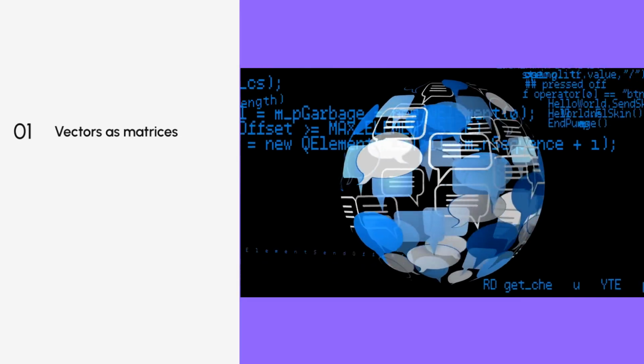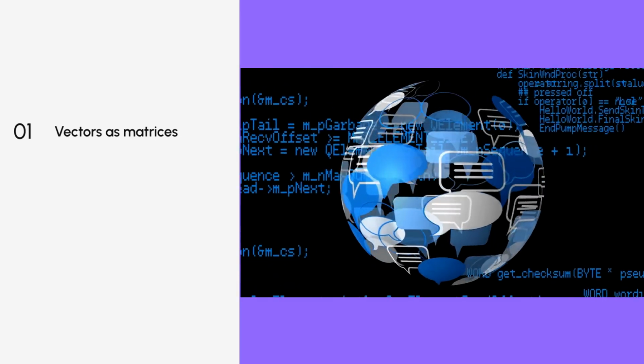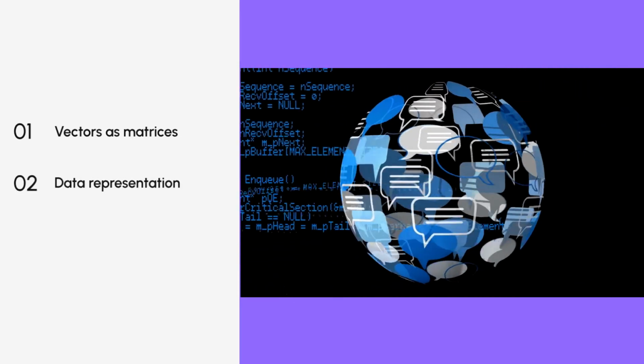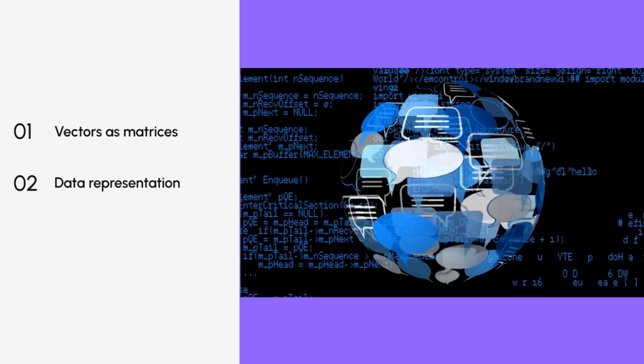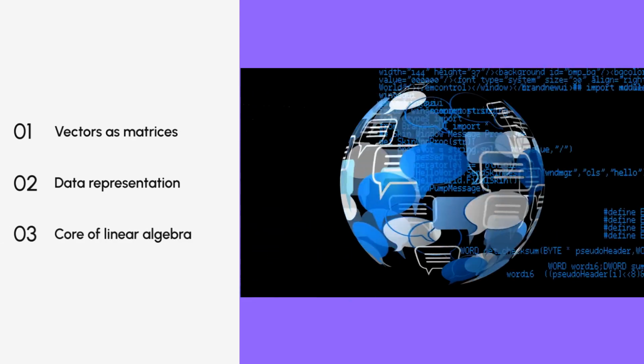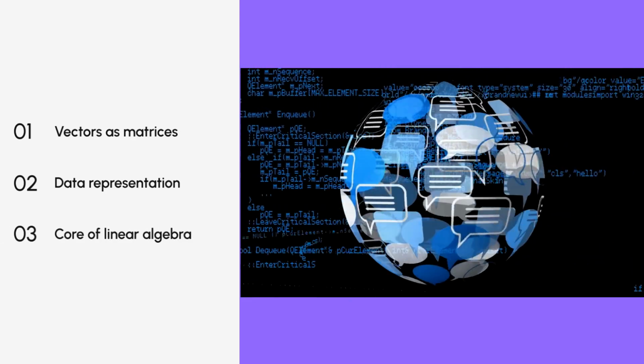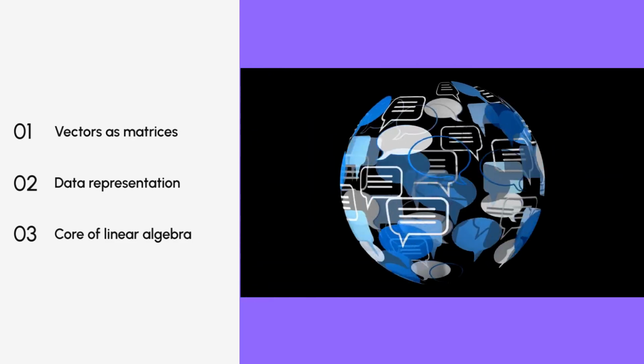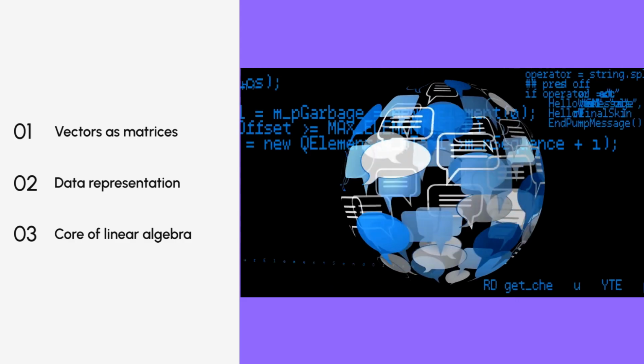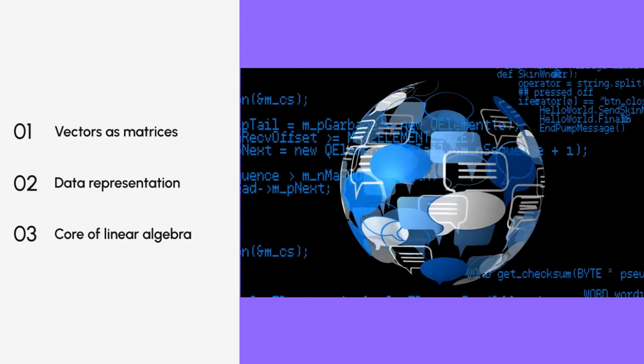Vectors can be seen as special matrices with one row or column. Both are used to represent multidimensional data. Operations on vectors and matrices form the core of linear algebra. Understanding their relationship is crucial for data manipulation. Let's delve into their interconnected roles.